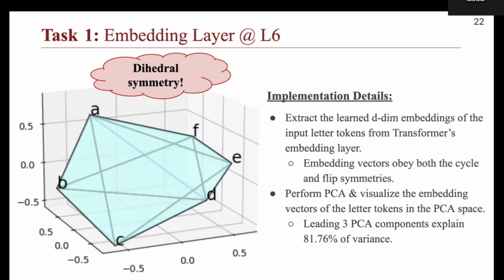tokens from the transformer. What you are seeing here is that we get the embedding vectors from this embedding space, and we see that the embedding vectors for the letters A, B, C, D, E, F actually obey both the cyclic and flipped symmetry. Here we just project that down to the three leading PCA components. So the model actually learns the diagonal symmetry from the data.